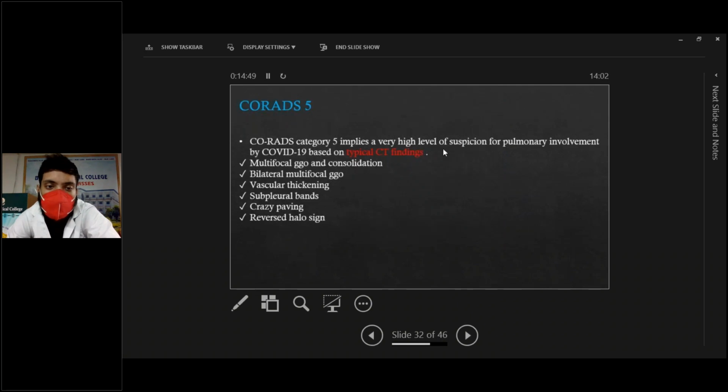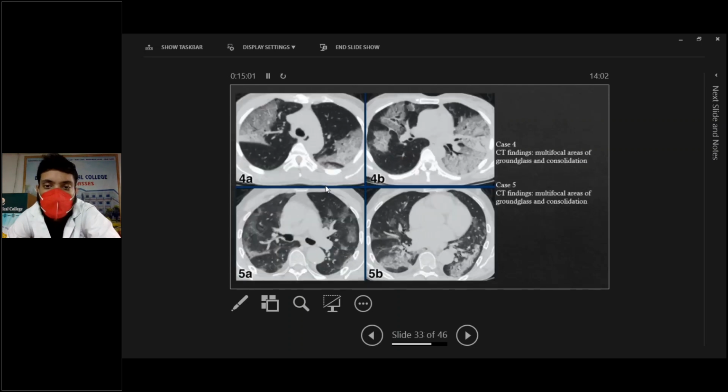CORADS 5 is typical, where there are multifocal ground glass opacities and consolidation. They have to be bilateral, with vascular thickening, subpleural bands, crazy paving pattern, and the reverse halo sign. So what we see here are multifocal areas of ground glass opacities and consolidation in the various parts of the lung.